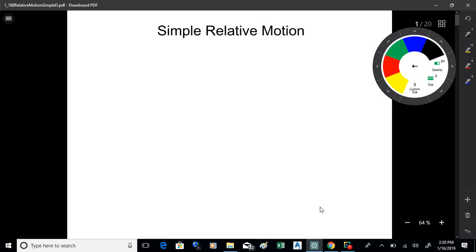All right, just a simple introduction here to relative motion. This starts in your packet. I think it's on 250 perhaps. I'm not entirely sure. Let's see here. Yeah, 250.